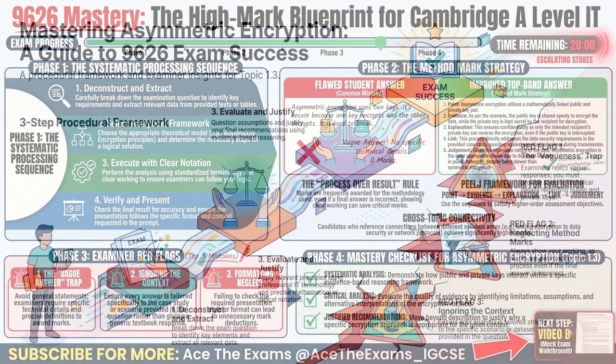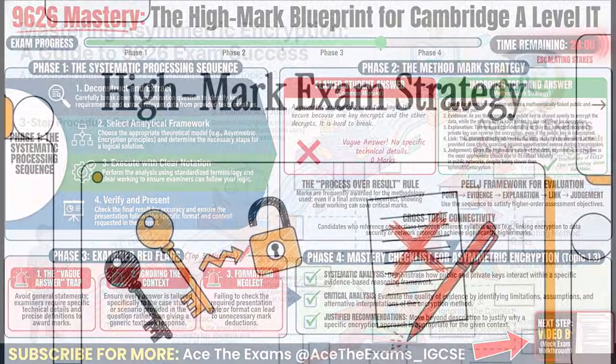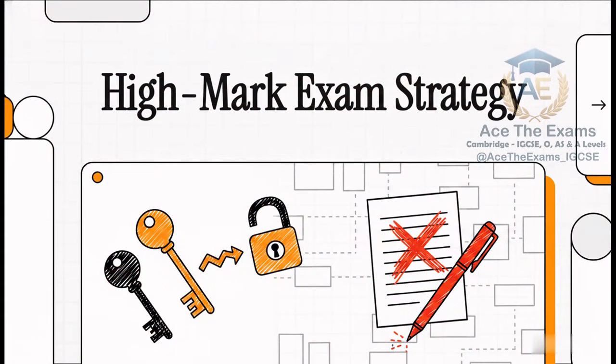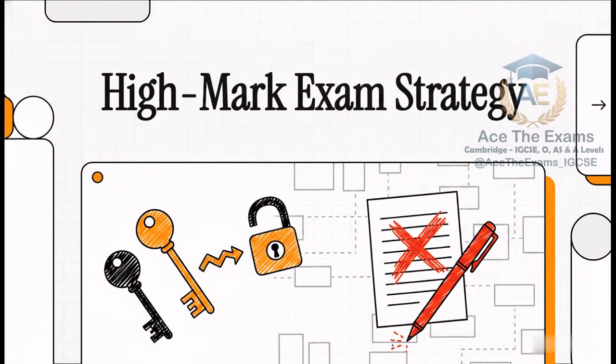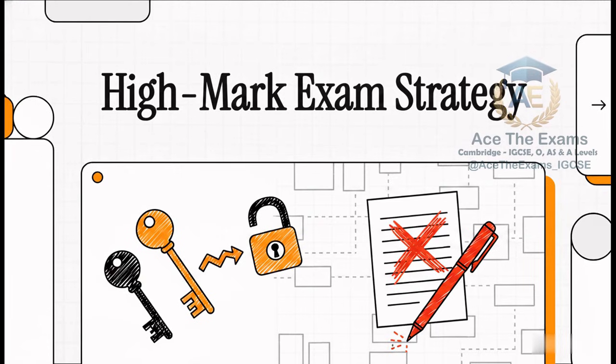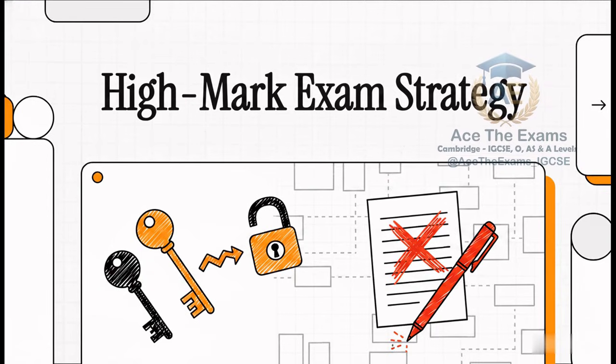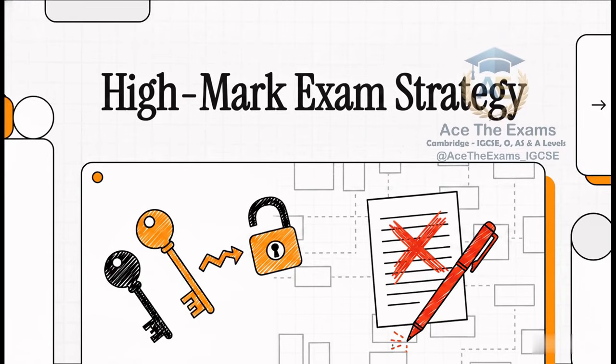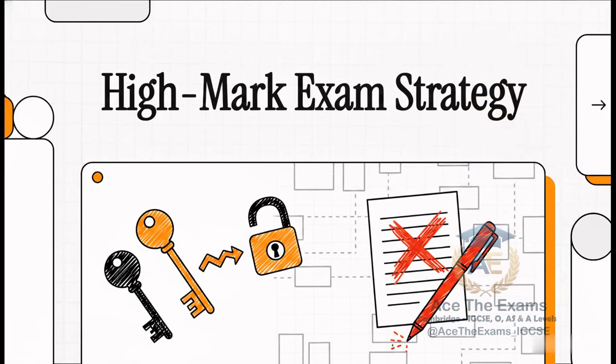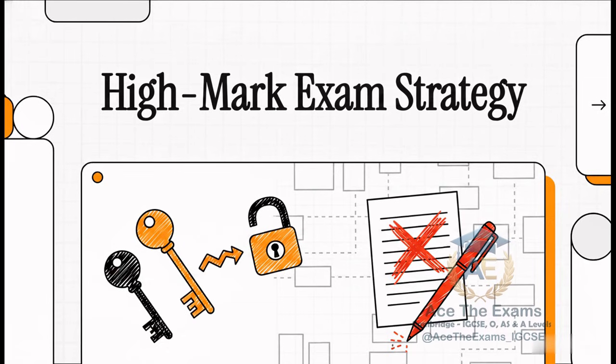You just lost every single mark on the asymmetric encryption question, and you don't even know why yet. Picture this. You've spent weeks memorizing literally every textbook definition of public and private keys. You walk into that Cambridge IT 9626 exam, you write a massive, full-page answer, and a few months later, you open your results and stare at a devastating 0 for that section.